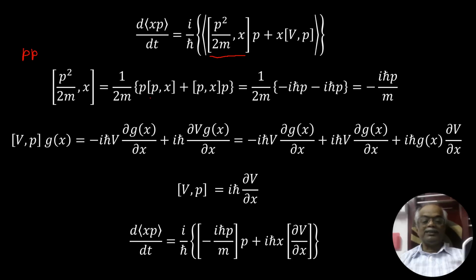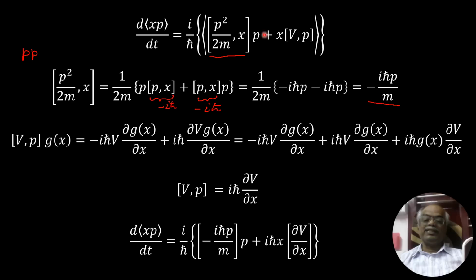The commutator of p with x is minus i h-bar. We get minus i h-bar here, and this also is minus i h-bar. So you will get 1 over 2m times minus i h-bar, with p already there here, and here also minus i h-bar p. If you add these two, you will get minus 2 i h-bar p. The 2 will cancel, and you get simply minus i h-bar p over m. So the first commutator is minus i h-bar p over m.